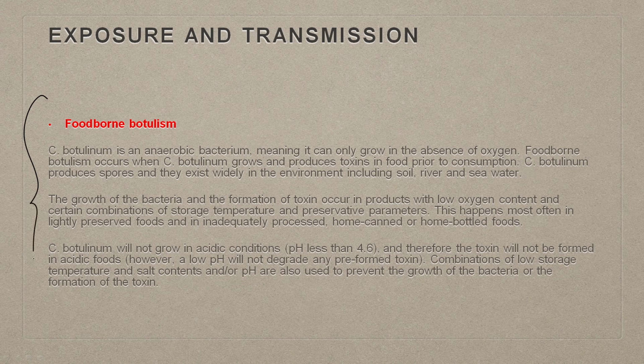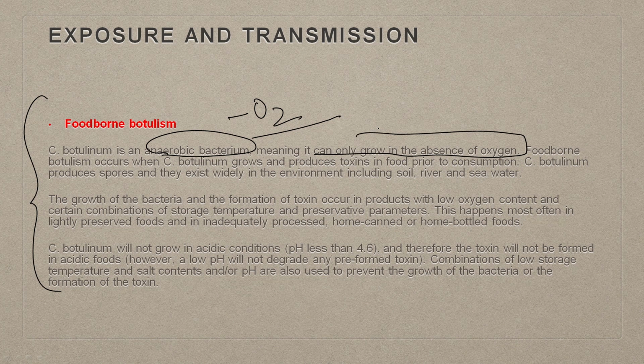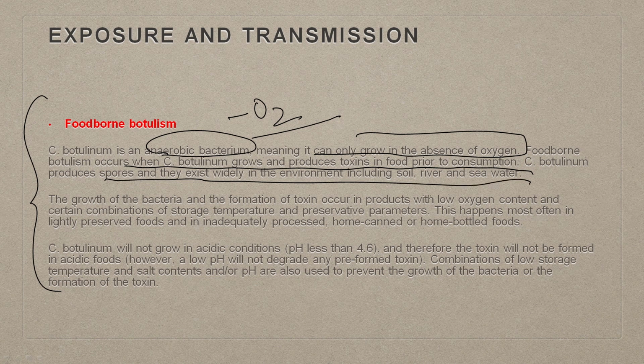Now, in terms of foodborne botulism, Clostridium botulinum is an anaerobic bacterium, as I mentioned, meaning it can only grow in the absence of oxygen. Foodborne botulism occurs when Clostridium botulinum grows and produces toxins in food prior to consumption, and it produces spores. They exist widely in the environment, including soil, river and seawater. The growth of bacteria and formation of toxin occur in products with low oxygen content and certain combinations of storage temperature and preservative parameters. So you have to be careful. There are preservatives which promote the growth of these kinds of toxins.